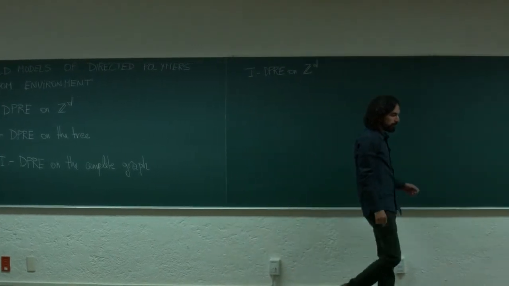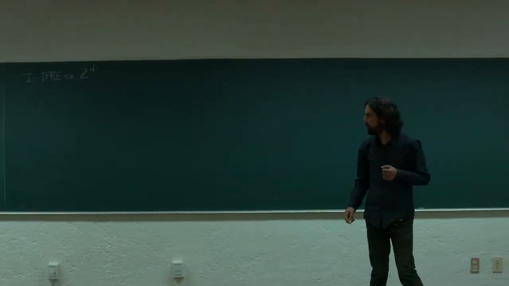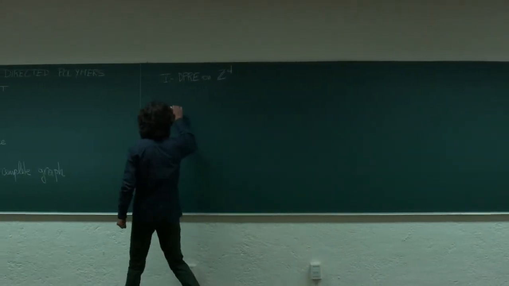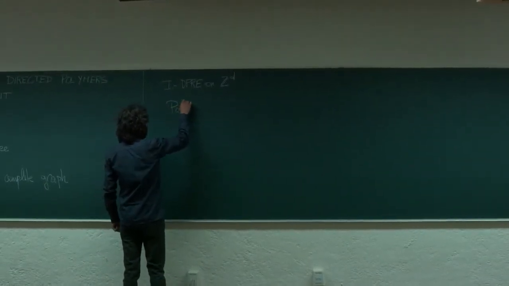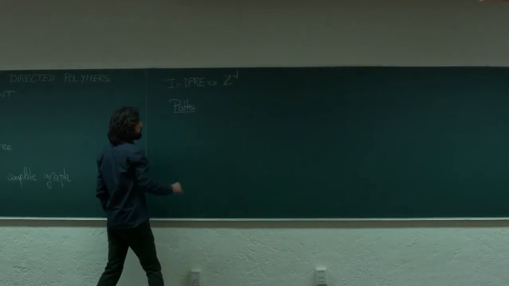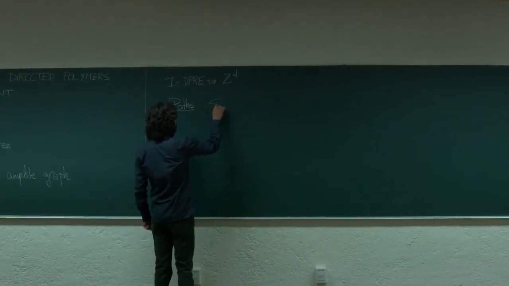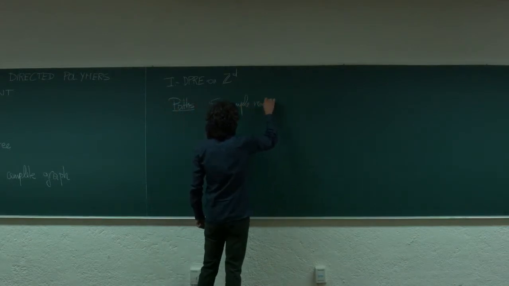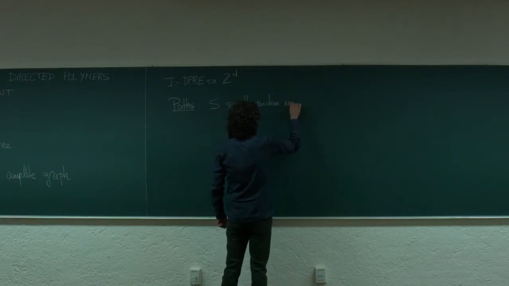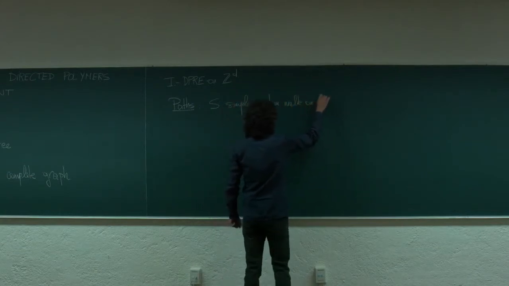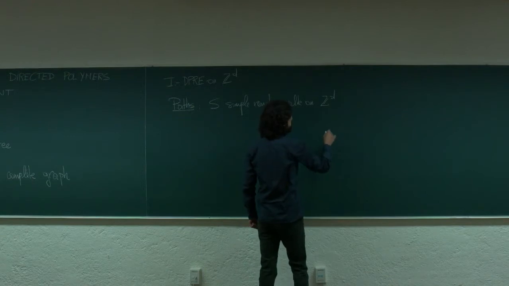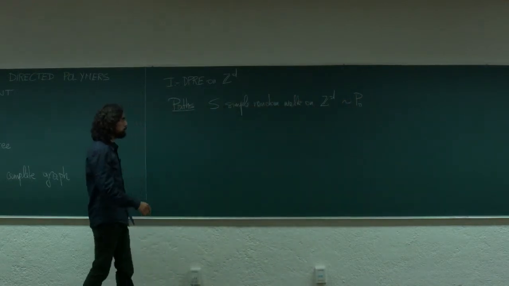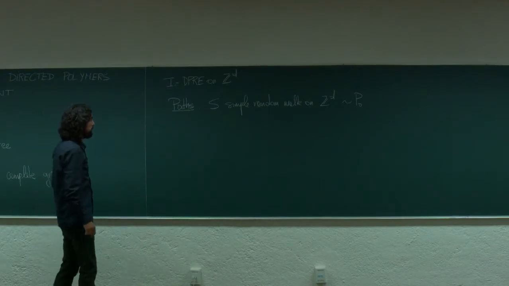Okay, so let's start with the original model, the model on Z^d. To introduce the model, we need two basic ingredients. First, the path space. So this will be S, a simple random walk on Z^d. I will denote its law by P_0, so it's a simple random walk that starts at 0.